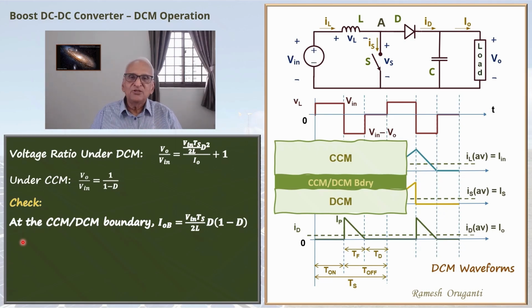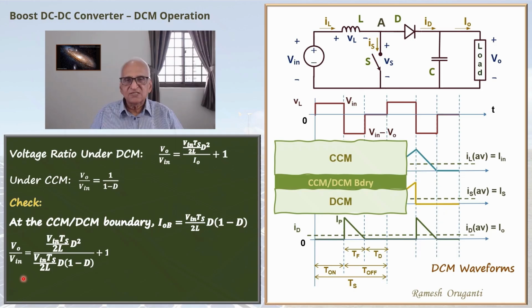So there is a video in this series 2B-2 in which the boost converter's boundary operation is explained in greater detail. This equation is derived there. You may want to refer to it if you are not familiar with this. So we take this I naught B and substitute for I naught in this equation. So V naught by V in will be V in Ts by 2L d square divided by I naught B plus 1, and I naught B is V in Ts by 2L d times 1 minus D.